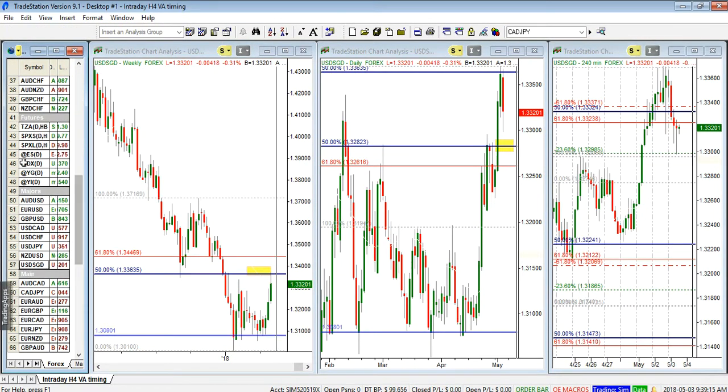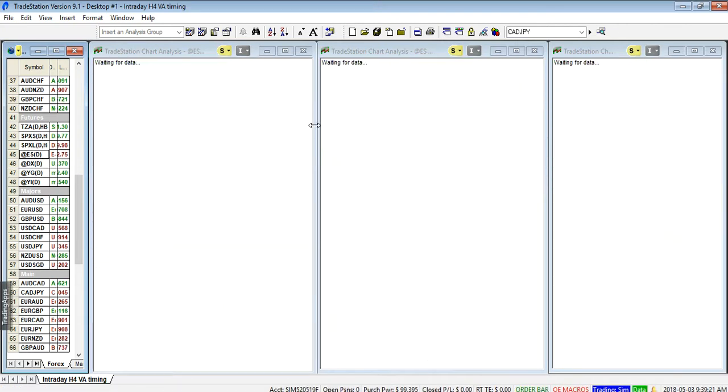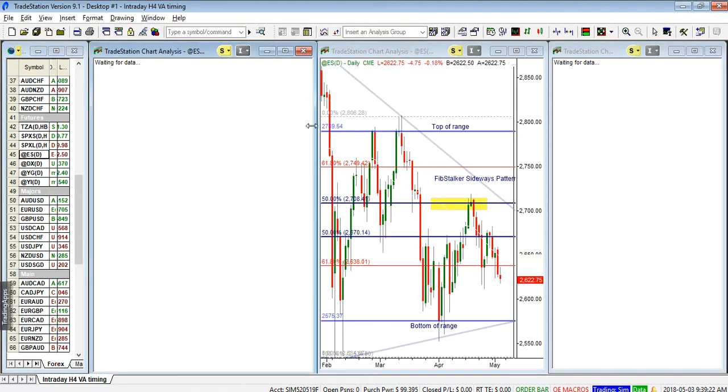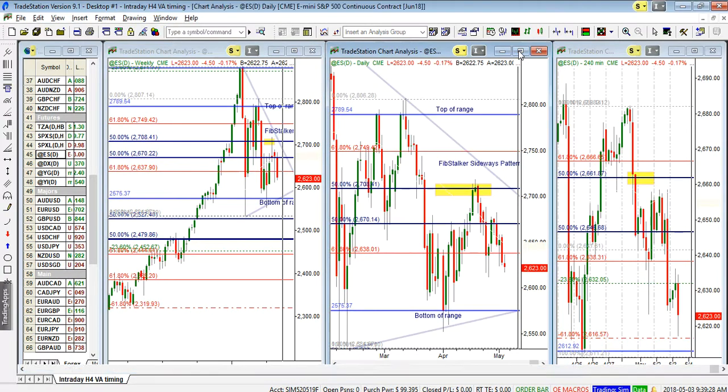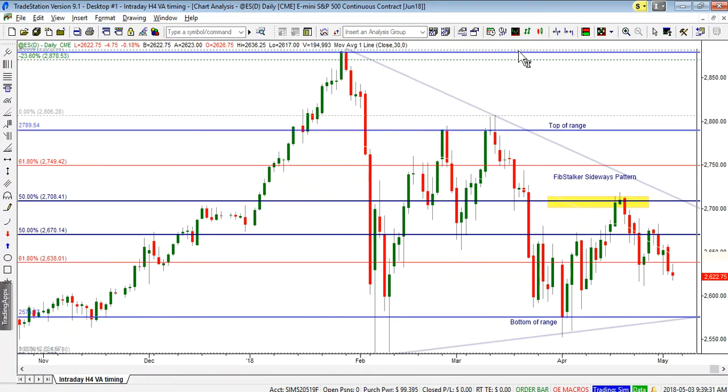Before we continue with the majors, let me review the S&P 500 as well. The S&P 500 continues lower here, and it's playing its sideways move. I mentioned a number of times that bears are in control, and the reason for that is the 50% short of the FibStalker sideways pattern has traded, and the long has not held once again. And again, two days ago on Tuesday, we saw this level failing.